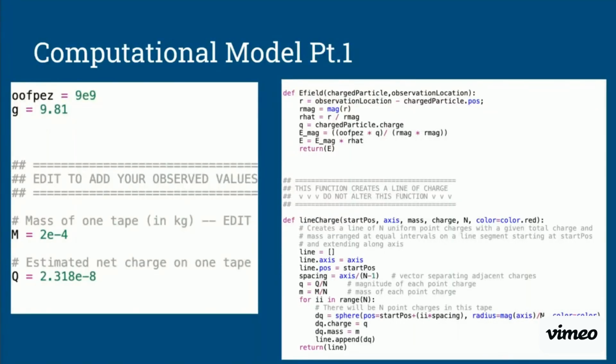Moving on to the computational model, we first put in the known constants like the gravitational acceleration, the tape's mass, and more. Then we create a function to calculate the electric field from a charged particle to a point. Then in the code, we have a function that creates a line of charges for the tape, which essentially creates a bunch of points on the tape that have a charge, and the total charge of the tape would be the charge of all the small pieces added up, which follows the superposition principle.